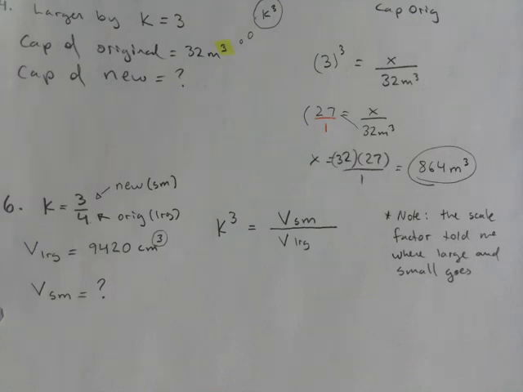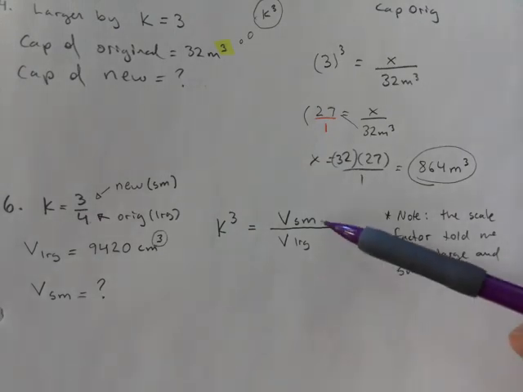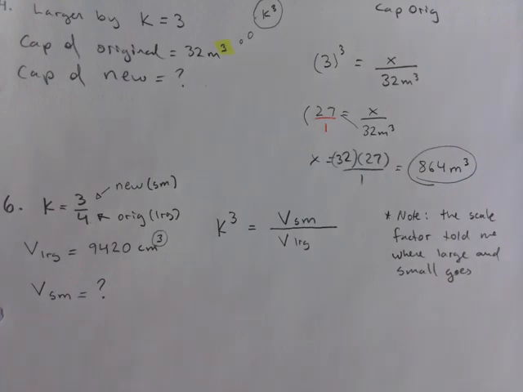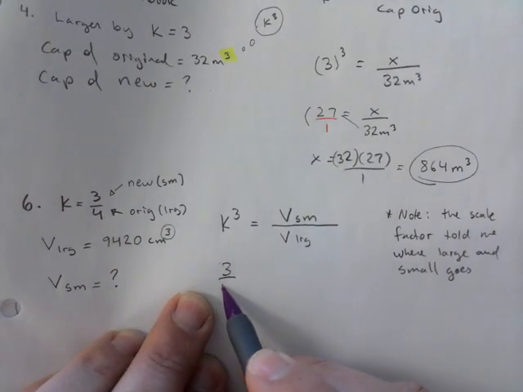I don't always notice. But the scale factor told me where large and small goes, because it's not always going to be in this order. It's the scale factor that gave me that. Sometimes it's the wording. In this case, I use that. Okay, so let's go. 3/4.